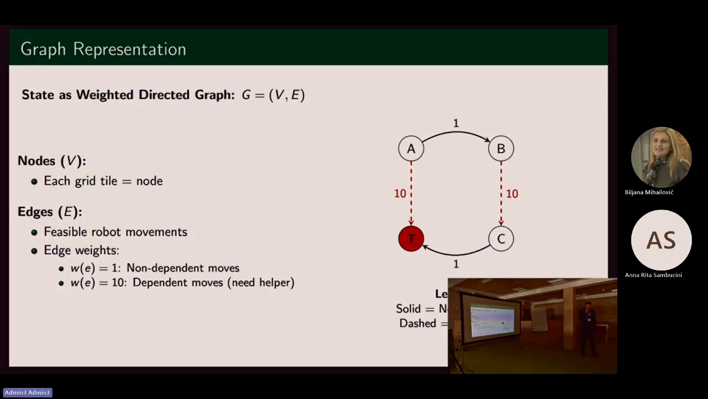We represent each game state as a directed weighted graph, where every node is a tile and every edge is a feasible robot movement on the game board. We assign weights to each edge based on whether the move is dependent on other robots. In that case, we assign it 10. If the move is independent of other robots, we assign it a weight of 1.